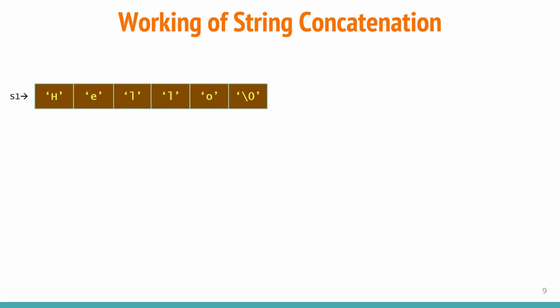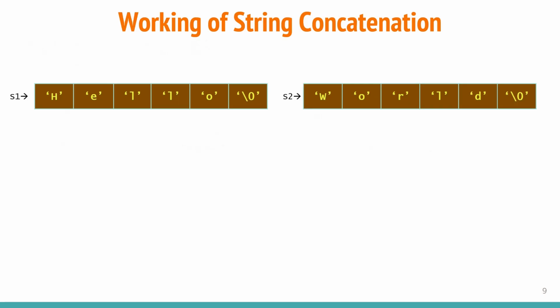I have one string called s1. Again, this string is taken from the previous example. The content of the string s1 is hello. We have one more string called s2. This time the content of s2 is world. What I am interested in here is that I want to concatenate s2 with s1. What do you mean by that? I want to increase the length of s1. So after backslash 0 of hello, I want to attach that world to the string s1. This is what we refer to as string concatenation.